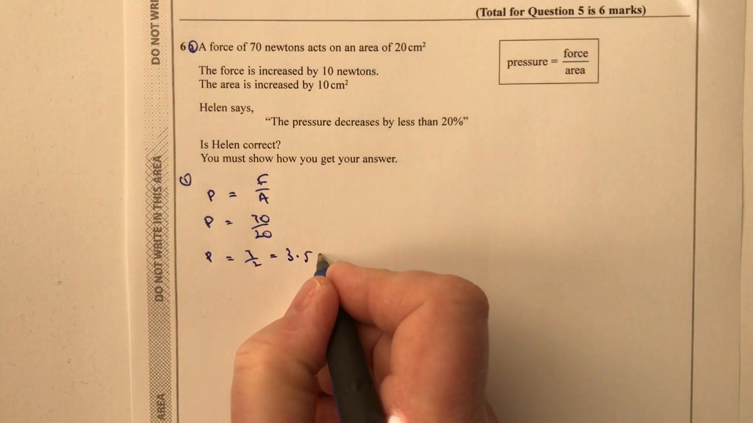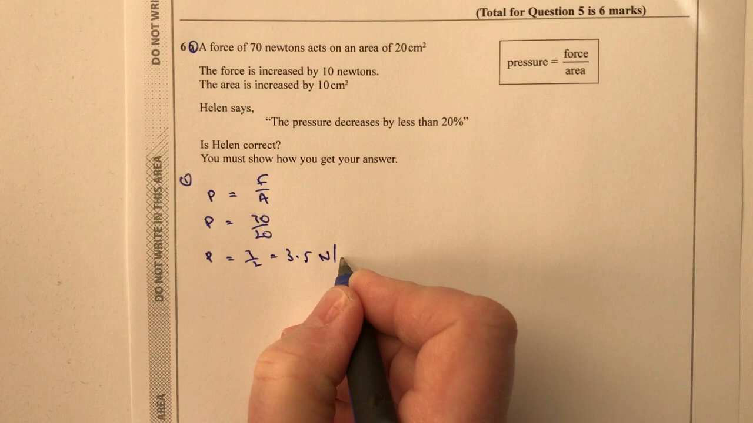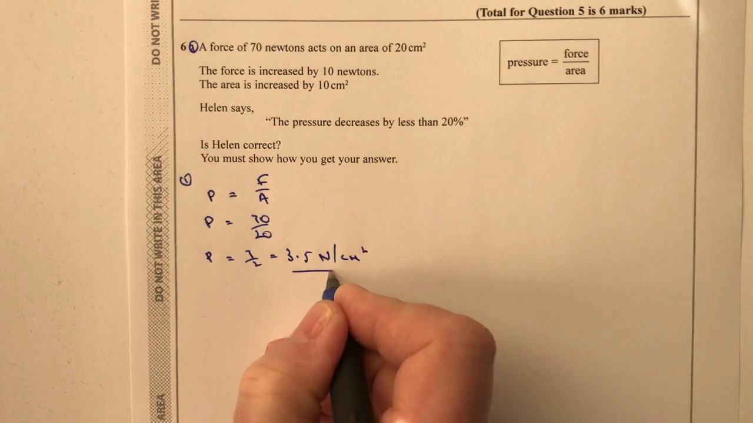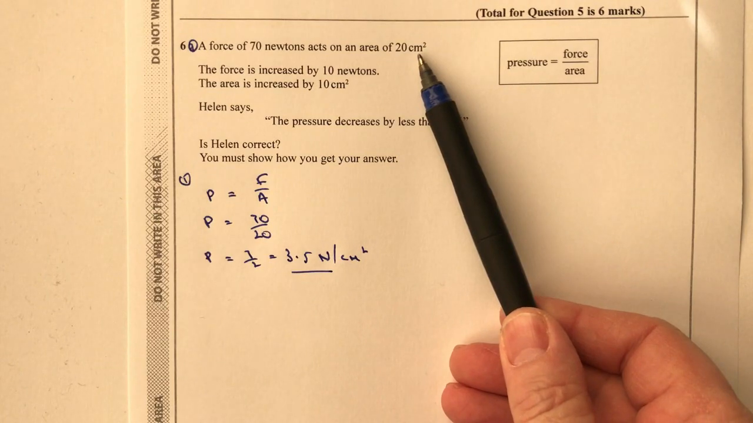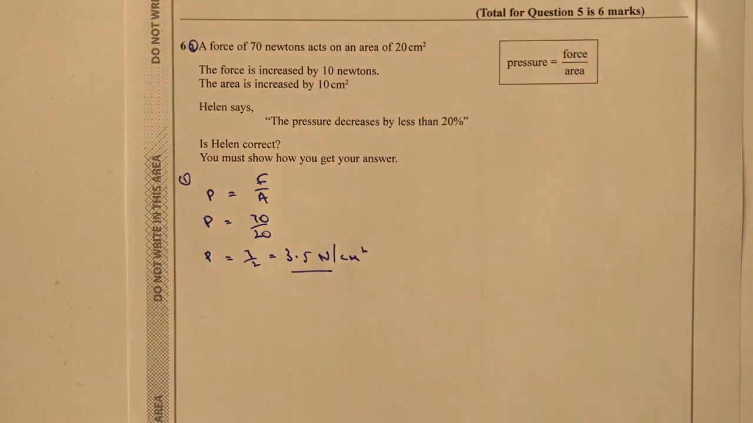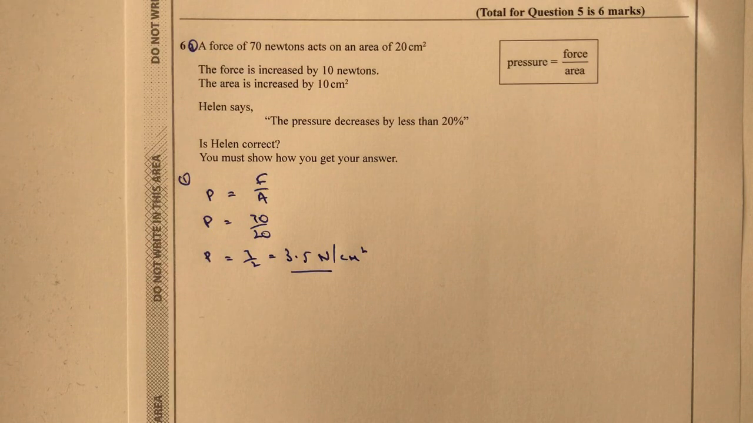Now, it's newtons per centimetre squared, because we're working in centimetres squared and newtons. So that's pressure 1, if you like. Then it says the force is increased by 10 newtons, the area is increased by 10 centimetres, and Helen says the pressure decreases by less than 20%. Well, let's work that out.